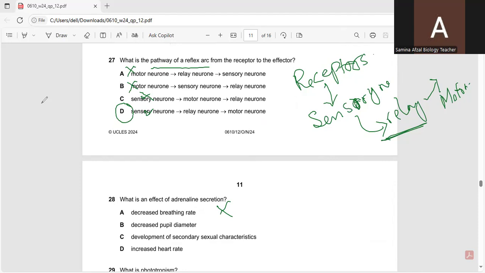So decreased pupil diameter. Pupil diameter will increase when there is darkness. Light will affect the size of the pupil. So this is not correct option. Development of secondary sexual characteristics are related with the estrogen or testosterone. So this is not correct option. So increased heart rate will be due to the secretion of adrenaline. So adrenaline is secreted by the adrenal gland. So D is the correct option.